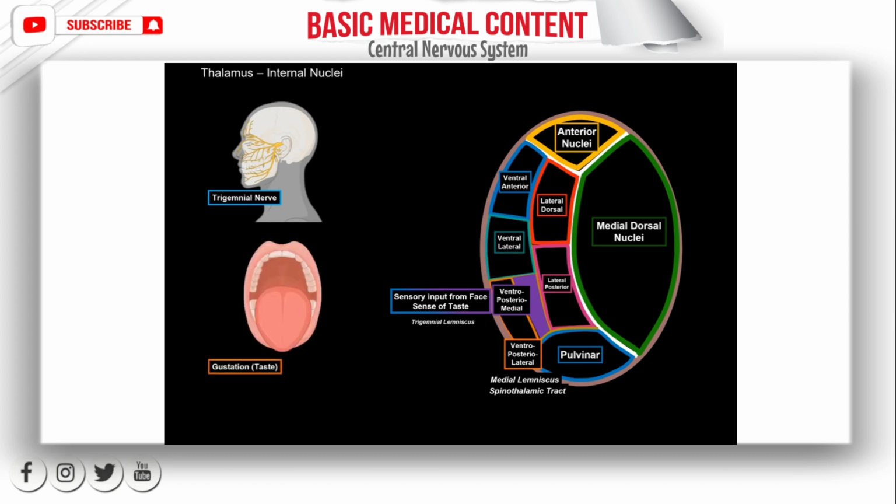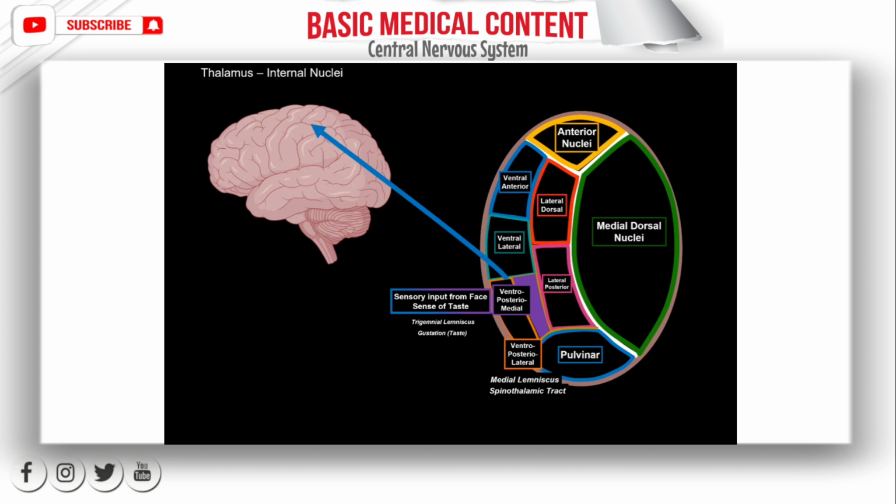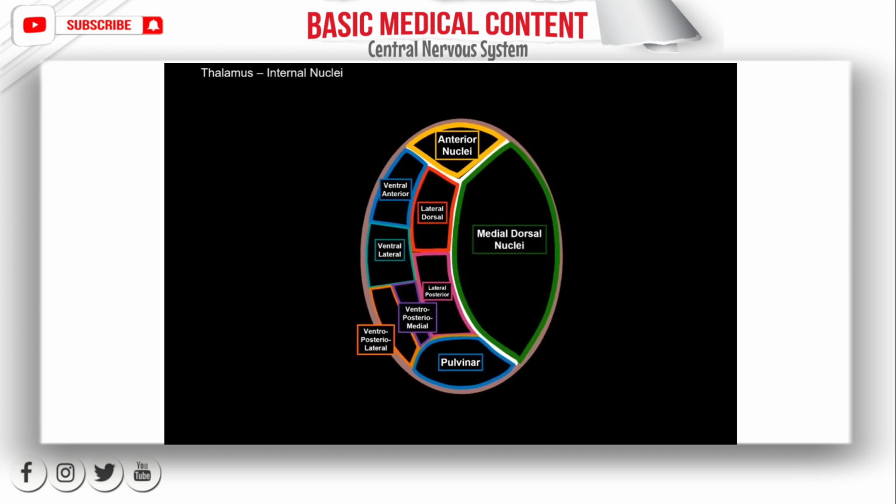The other one is gustation, or taste. There are specific cranial nerves responsible for the sense of taste. These are the facial, glossopharyngeal, and the vagus nerve. All of them will go to the VPM. And then from the ventroposteromedial nuclei, they will give off axons towards the primary somatosensory cortex. Awesome. Now we're done with the thalamus.